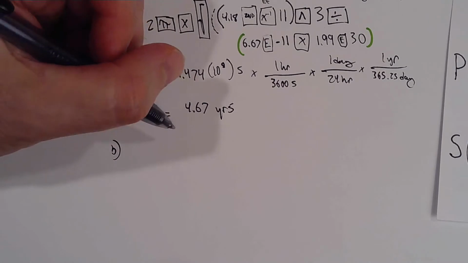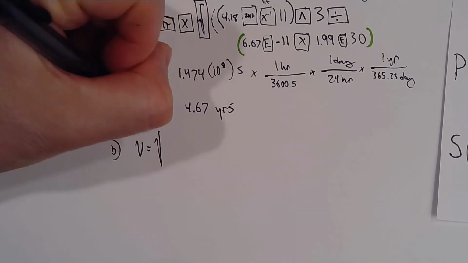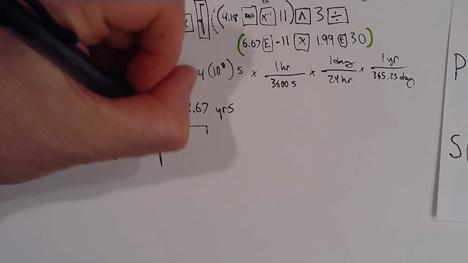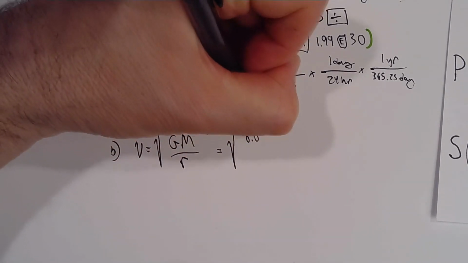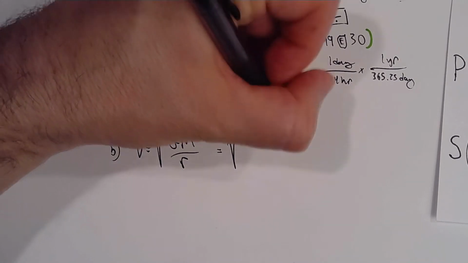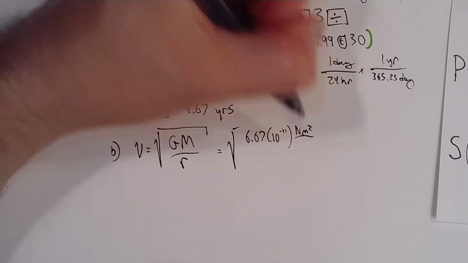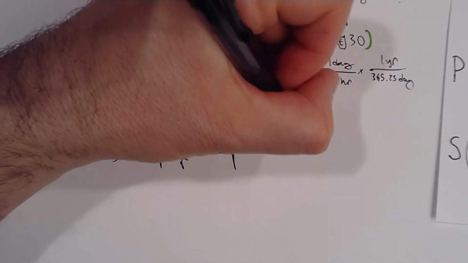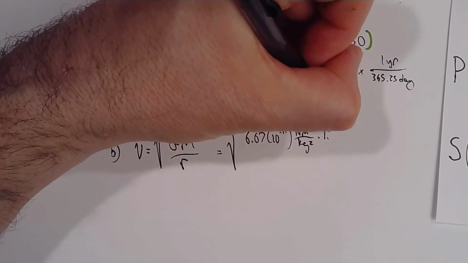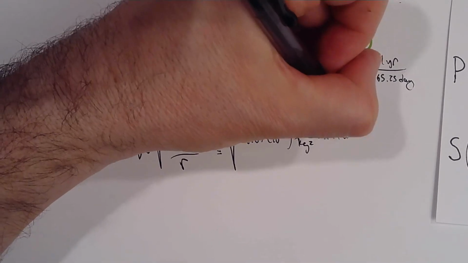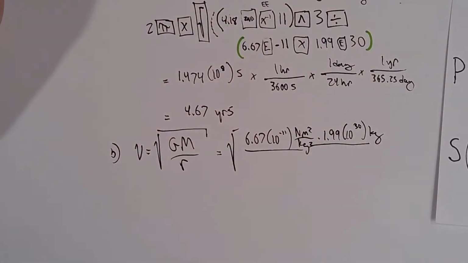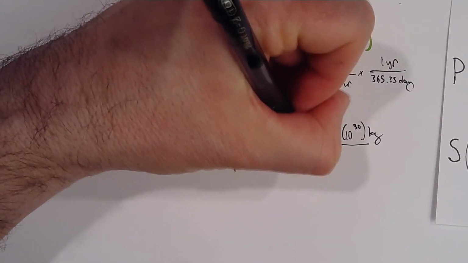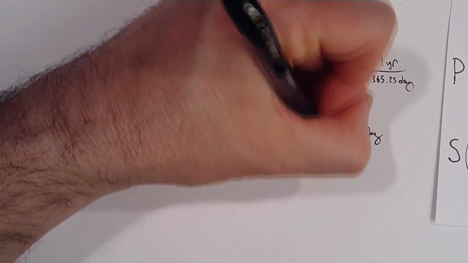Equation for orbital speed is the square root of big G, big M over R. So that's 6.67 times 10 to the negative 11th, Newton meter squared per kilogram squared, times 1.99 times 10 to the 30th kilograms. And we divide all that by the orbital radius. Don't forget to keep the meters value: 4.18 times 10 to the 11th meters.